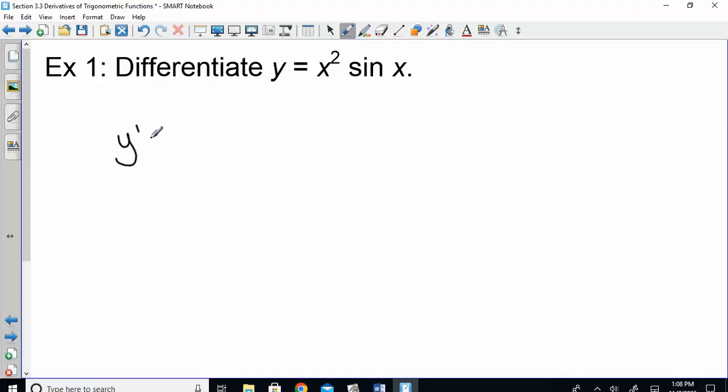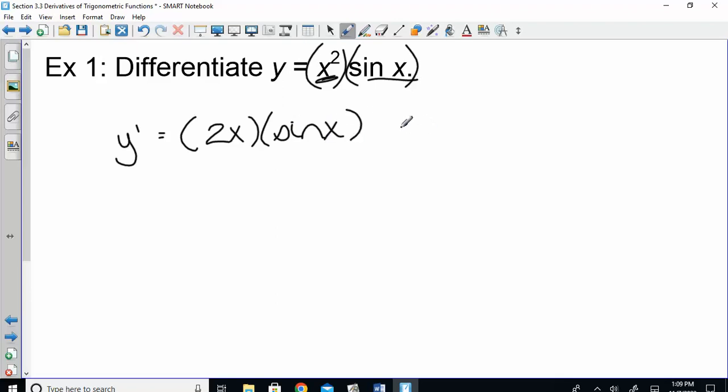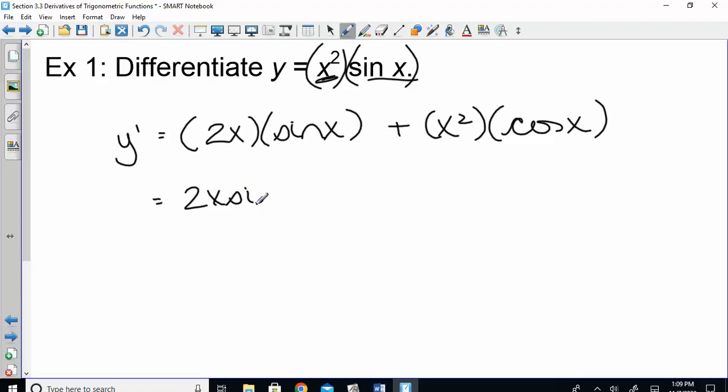If I asked you to do this derivative, what would you have to do? The product rule, right, because I have more than one x. So we have to treat it as x squared times sine x. So product rule: derivative of the first, derivative of x squared is 2x, times the second, plus the first, x squared, times the derivative of the second. Derivative of sine x is cosine x. So it's just 2x sine x plus x squared cosine of x.